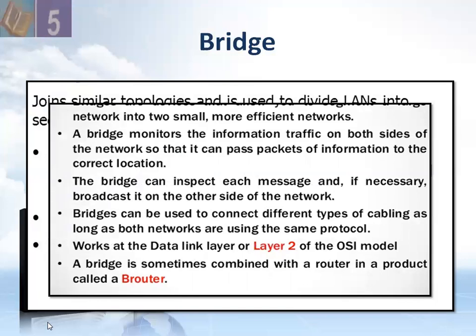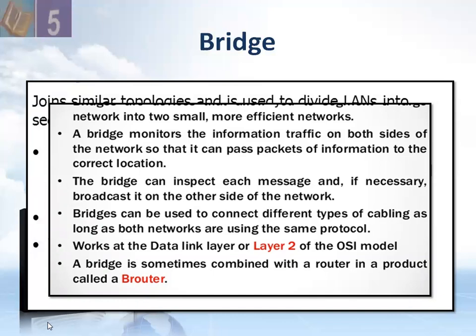A bridge is used to divide a long network into smaller, more efficient networks. A bridge monitors the information traffic on both sides of the network so that it can pass packets of information to the correct location. The bridge can inspect each message and, if necessary, broadcast it on the other side of the network.